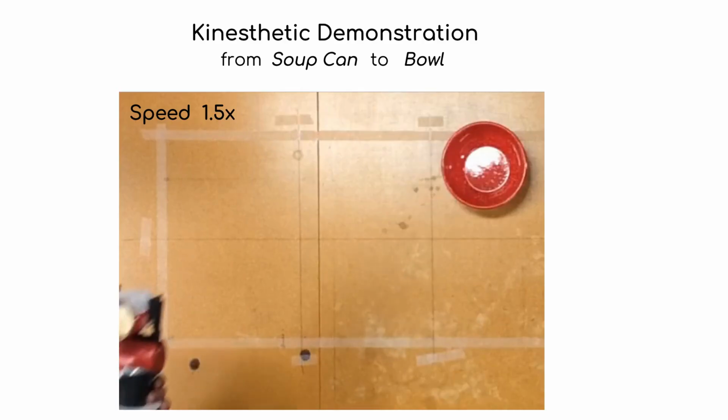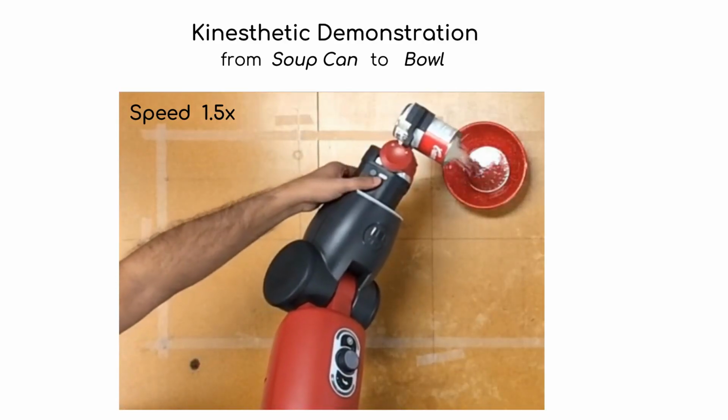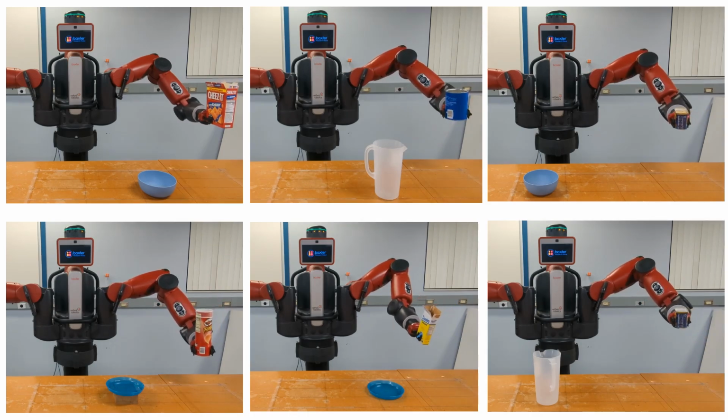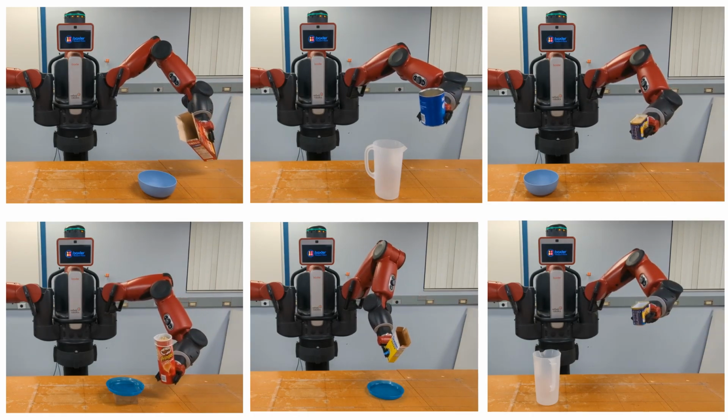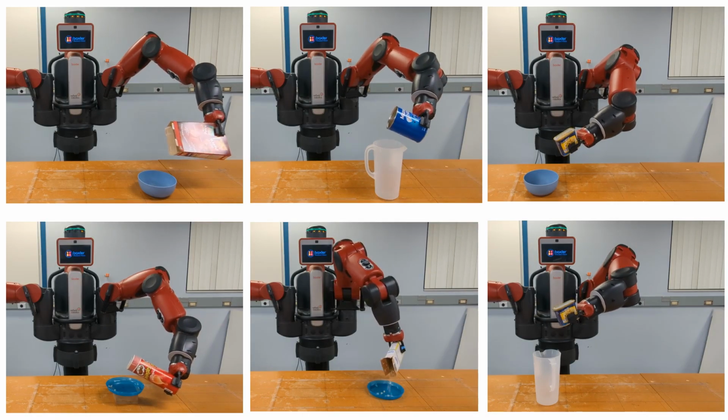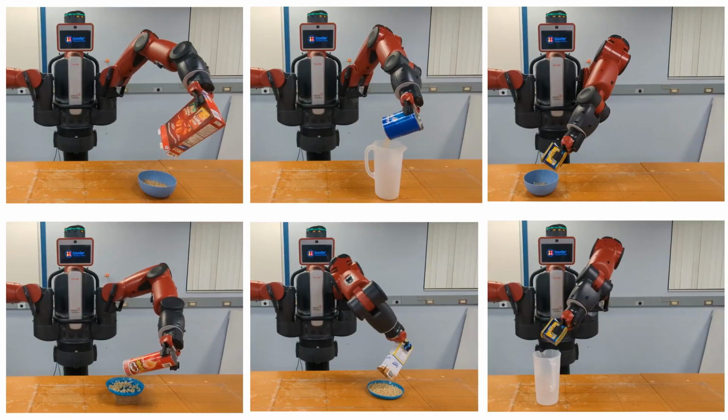For hardware experiments, we collected two kinesthetic demonstrations, one from a soup can to a bowl, and using this demonstration we performed 20 trials on various objects from the YCB benchmark, and they all turned out to be collision free.